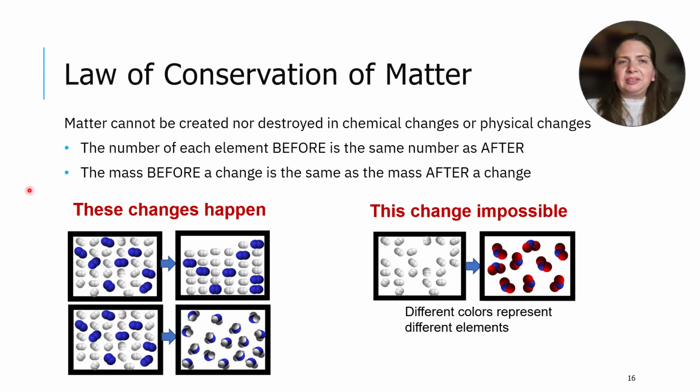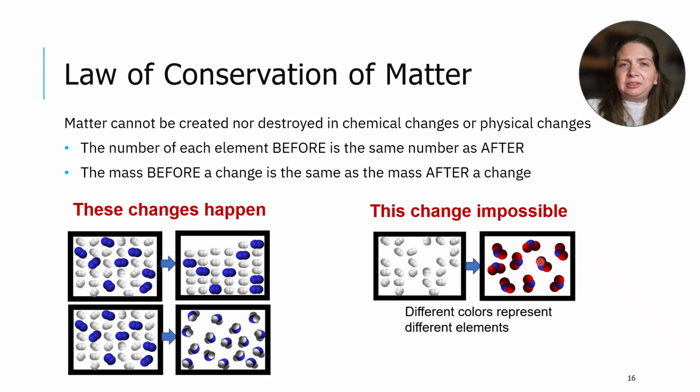This means that the number of atoms of each element before a change occurs must be the same as the number of atoms of each element after the change. Hydrogen remains hydrogen, nitrogen remains nitrogen, and the same atoms are present before and after the change. It is not possible to change hydrogen atoms into nitrogen atoms or oxygen atoms during a chemical reaction.